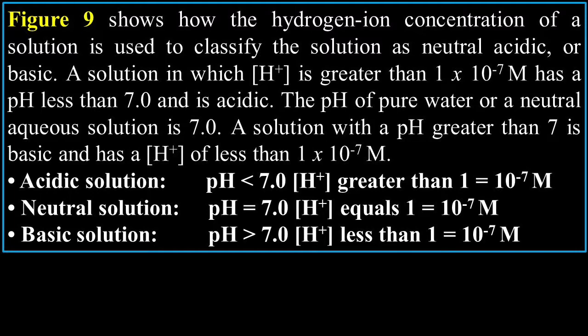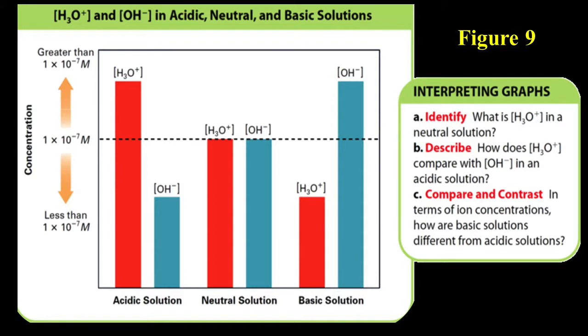So on the pH scale, acidic solutions, pH less than 7, the H ion concentration is greater than 1 times 10 to the negative 7th. Neutral solutions, it's equal to 1 times 10 to the negative 7th. And basic solutions is less than 1 times 10 to the negative 7th. So we will see how indicators can tell you what the general range is of the pH.